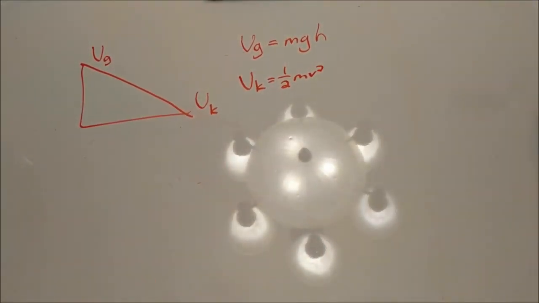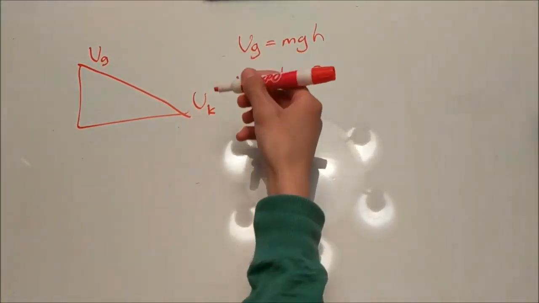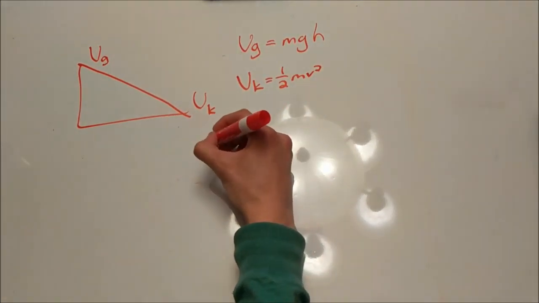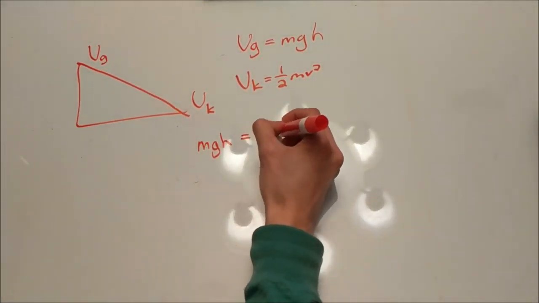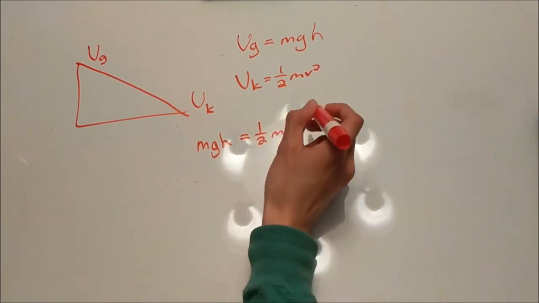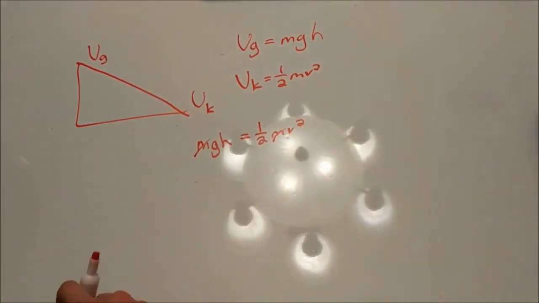Now, since our potential energy at the top of the hill was equal to our kinetic energy at the bottom, we can simply set these two equations equal to each other. So that becomes mgh equals 1/2 mv squared. And because there's a mass on both sides, we can just cancel that out. That makes this equation a lot easier.